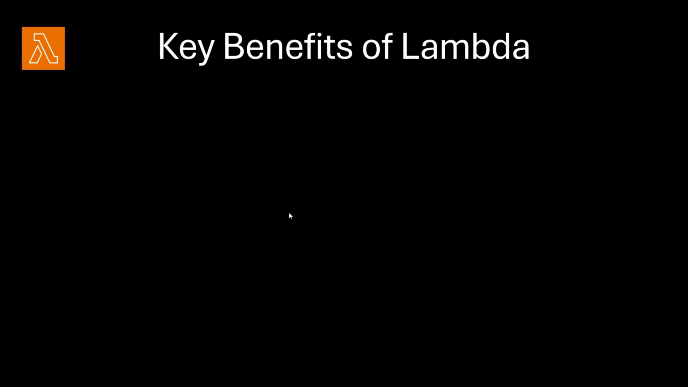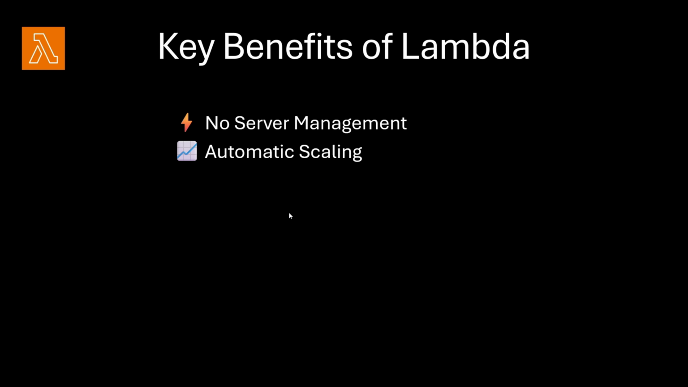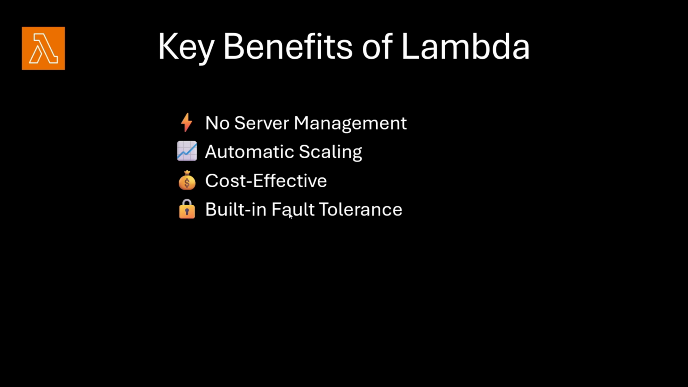Now let's see some of the key benefits of AWS Lambda. No server management. It means that you don't really have to provision, patch, or manage underlying servers. It will be taken care of by AWS. Automatic scaling. AWS scales your application automatically by running code in response to each trigger. It's a cost-effective solution. You only pay for the compute time used, with no charge when your function is idle. It provides built-in fault tolerance and high availability across multiple availability zones. It is easy to integrate with other AWS services. It can seamlessly integrate with services like S3, DynamoDB, API Gateway, Kinesis, EventBridge, and many others.